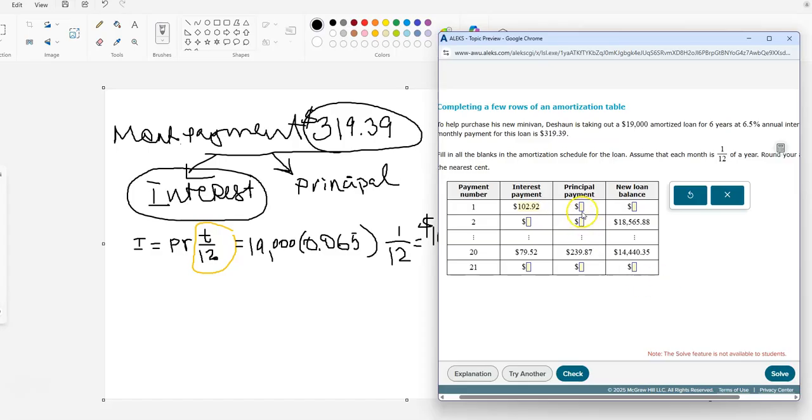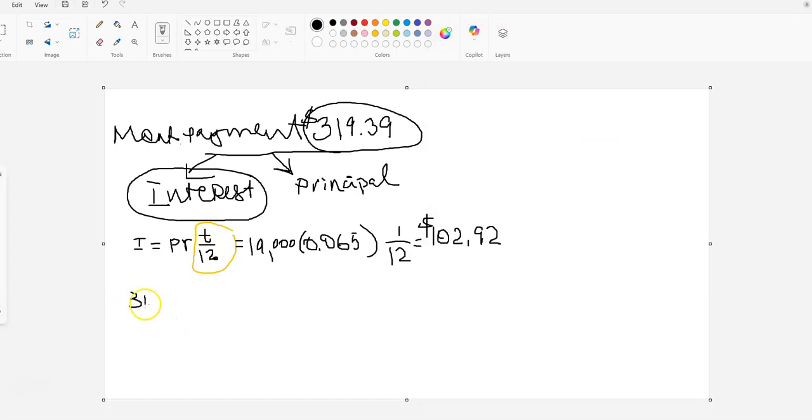Now, principal payment. The total amount you pay is $319.39. Only $102.92 from this amount is going towards interest. The rest will be principal payment. So you have to separate $319.39 and the interest. Everything else goes towards your principal.